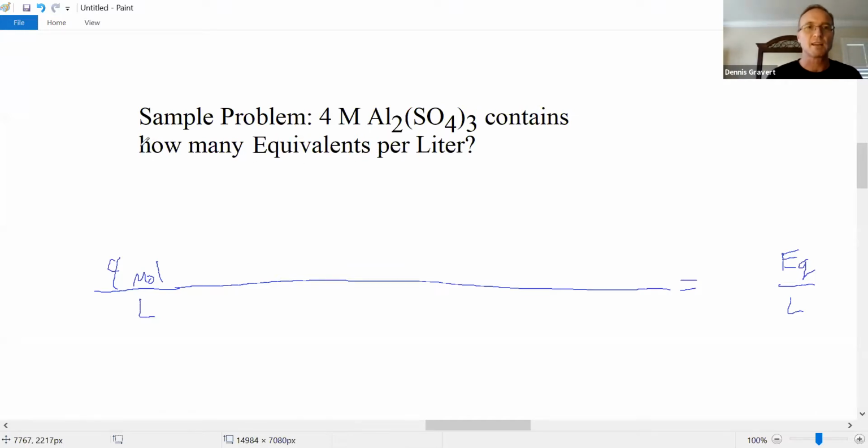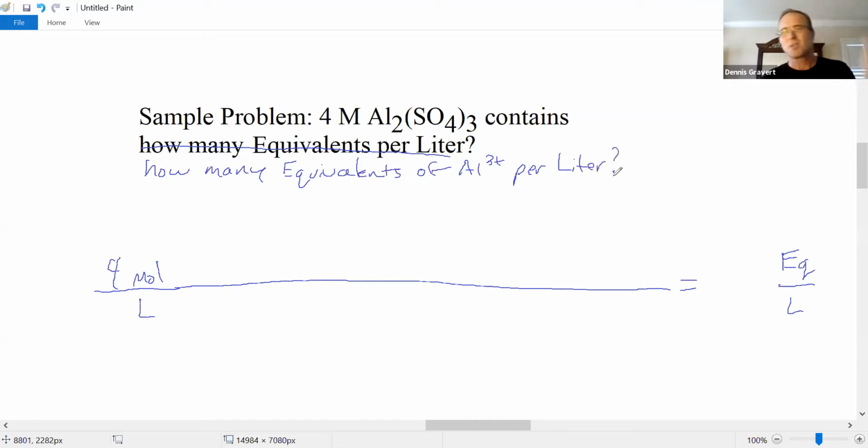So how about we say, the question might read, 4 molar aluminum sulfate contains how many equivalents of aluminum per liter? Okay, that way in the question you'll know, what does Dennis want? The positive charges and negative charges, because there's both in here. Okay, I want the positive charges. Okay, so then we're starting with 4 moles per liter of Al2(SO4)3.